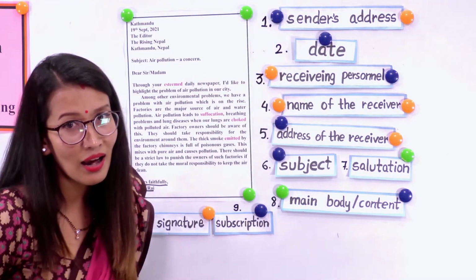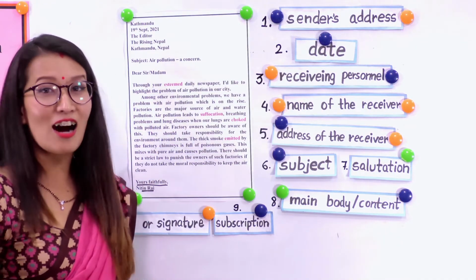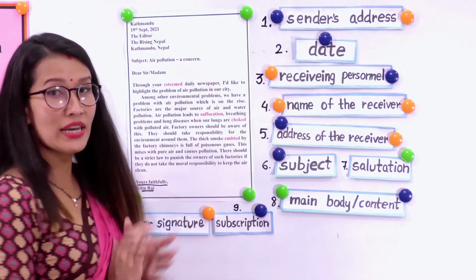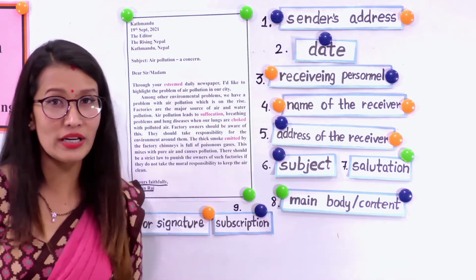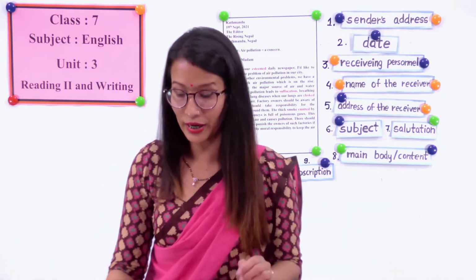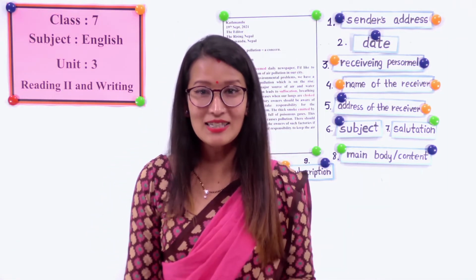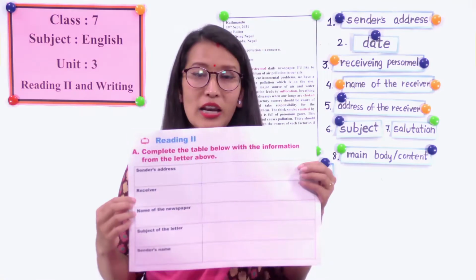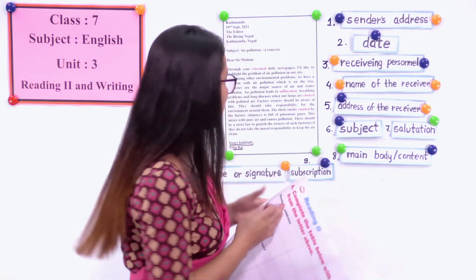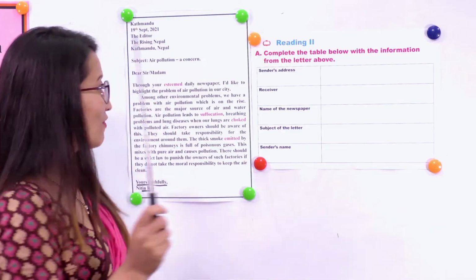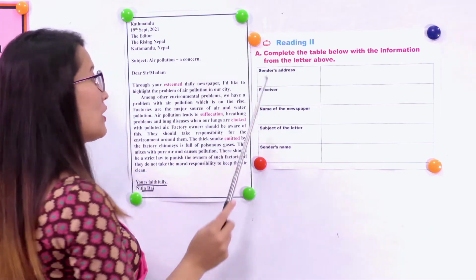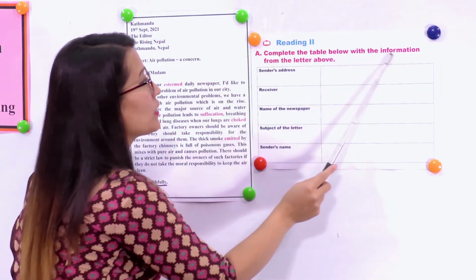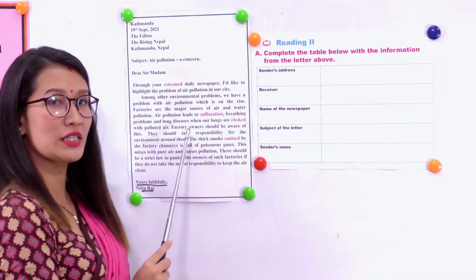Did you remember? Okay, now before we jump into any other work, let us see what exercise we have, what task we have. We just talked about it. Now let's move forward. Complete the table below with the information from the letter above. Now I've got the same chart table here. Let me paste it on the board. Okay, students, this task you have got in your book also. Now let's read it. Complete the table below with the information from the letter above, this letter.